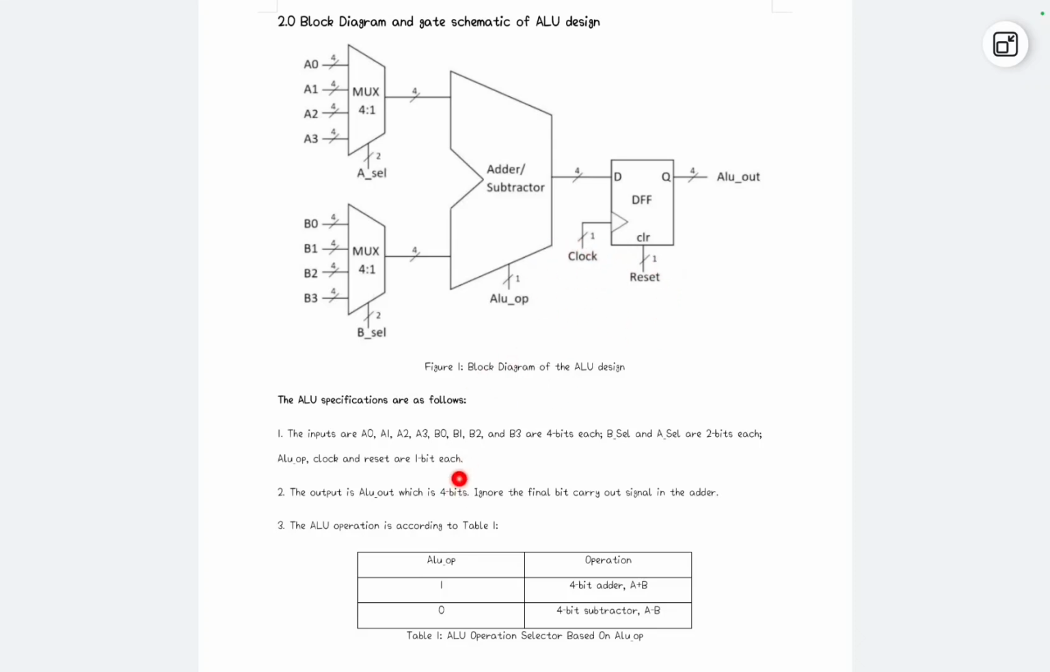When we come to the adder and subtractor, the operation of the addition and the subtraction is dependent on the ALU OP. When ALU OP is equal to 1, it will do the addition. When ALU OP is 0, it will do the subtraction, A minus B.